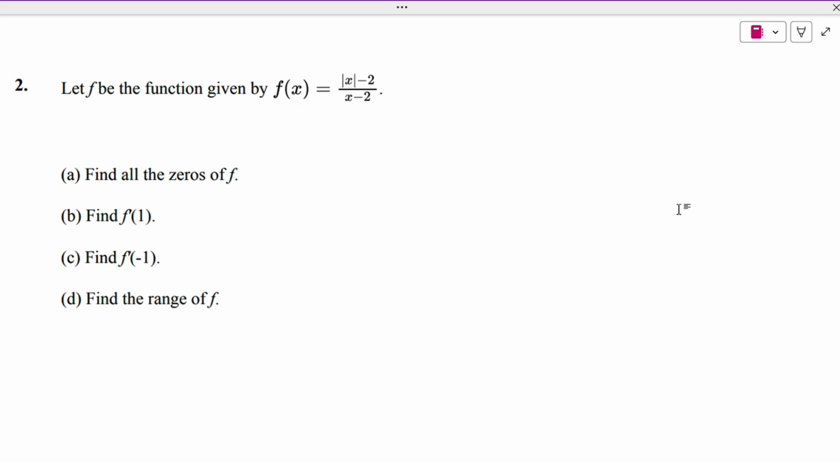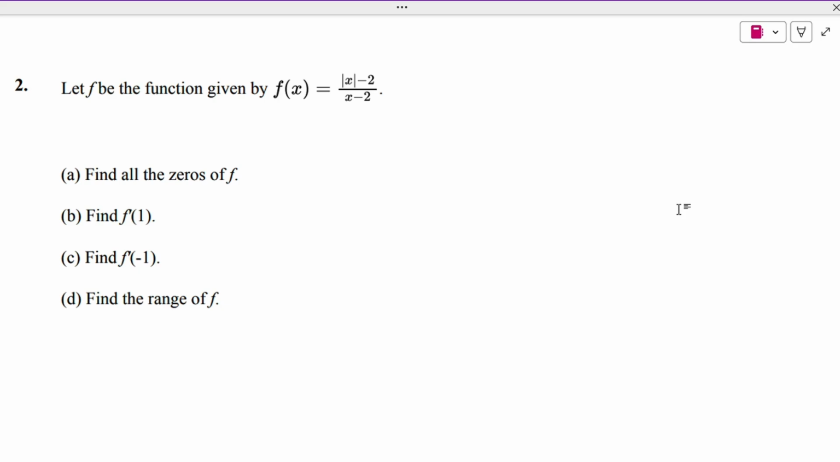We are given a function that includes an absolute value, and there are 3 parts to answer. This is going to be a quick question. We are given that f of x equals the absolute value of x minus 2 over x minus 2. And I always say, and I mentioned this many times in the class, whenever we have an absolute value, we can convert it to a piecewise function and get rid of the absolute value. So, how do we do so?